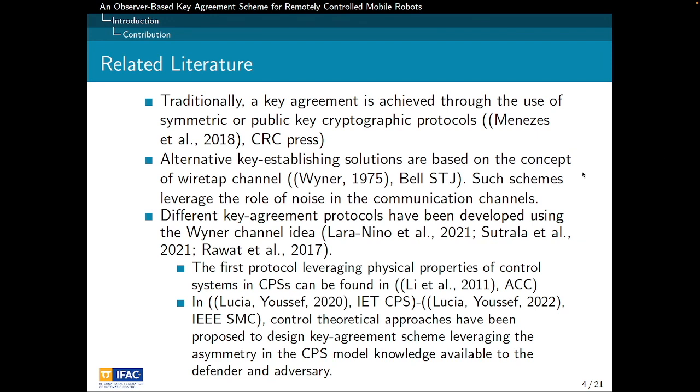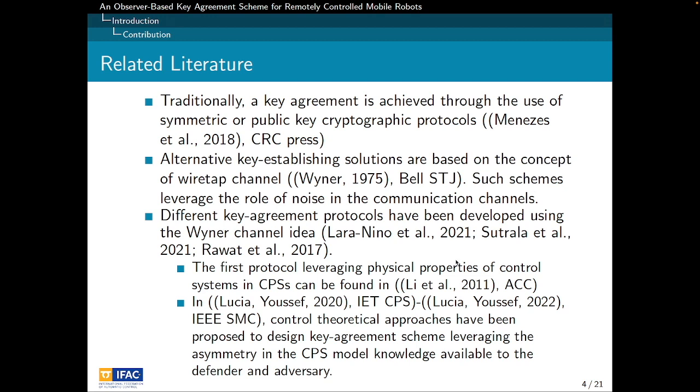To review the literature, traditionally a key agreement was achieved through the use of symmetric or public key cryptographic protocols. Also, we have key establishment solutions based on the concept of the wiretap channel. In these schemes, we are leveraging the role of noise in the communication channels. Beyond that, different key agreement protocols have been developed using the Wiener channel idea.